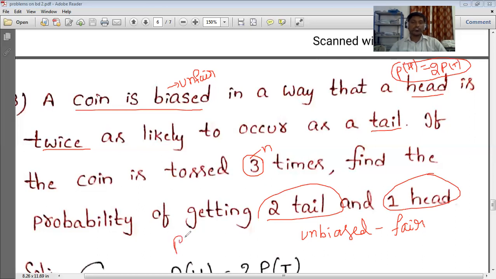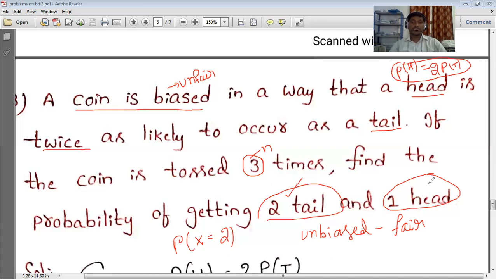So the probability of getting two tails and one head, you can calculate as P of x equal to 2 or P of x equal to 1. But the important thing is, if we take tail as success, then we are going to calculate P of x equal to 2.